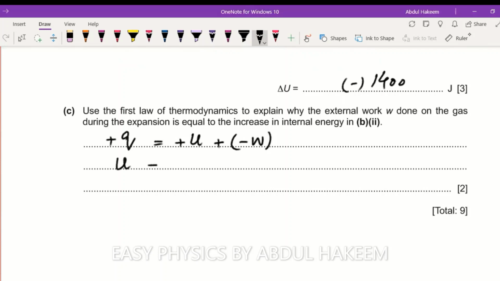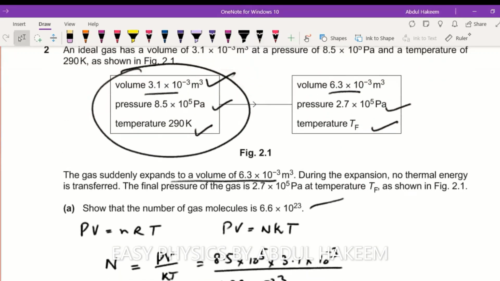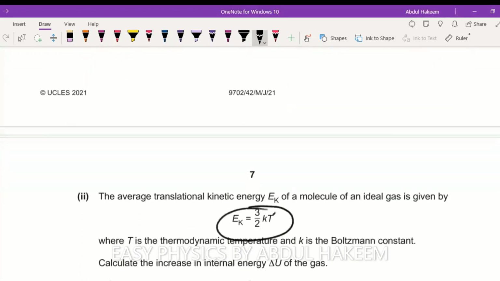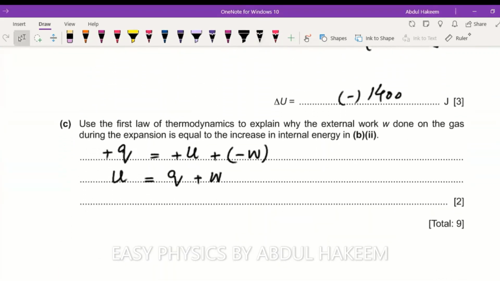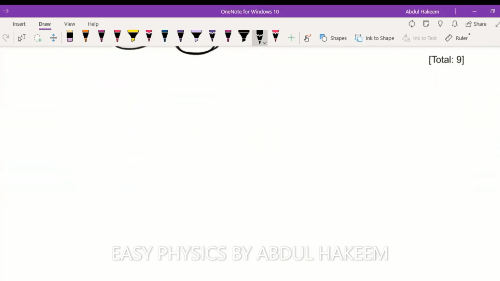So it becomes U is equal to Q plus W, but here it is mentioned that during expansion, no thermal energy is transferred. It means Q is 0. So when Q is 0, U is equal to W. Hence, the work done on the gas is equal to the increase in internal energy. So this is the proof. We have to write the statement here from this relation.